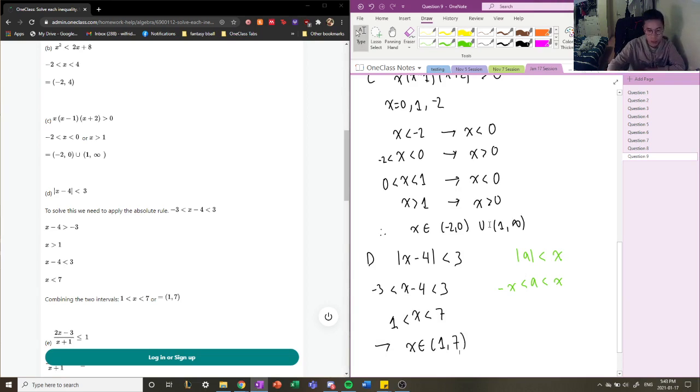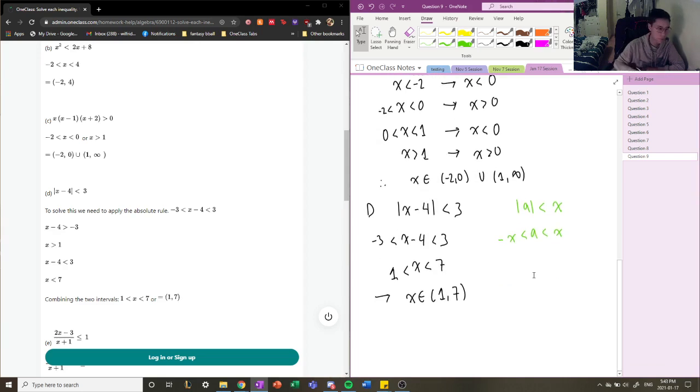Okay, so this is a property about absolute functions that you guys need to know, that the absolute value of a when less than x is equivalent to saying a greater than -x and less than x. Okay. Finally, we are given e.